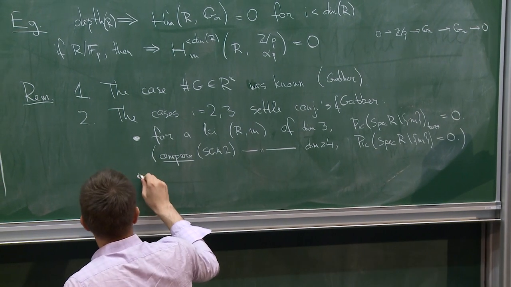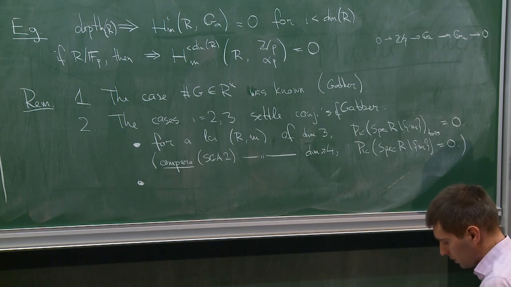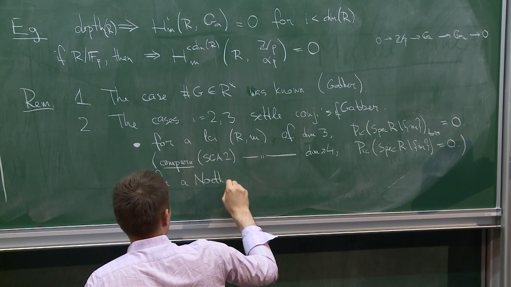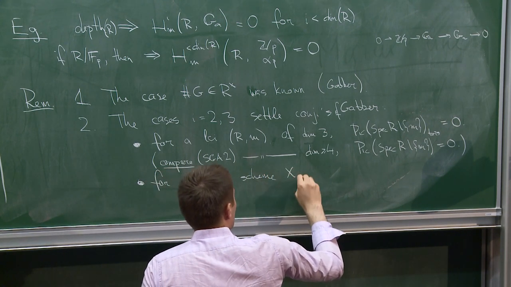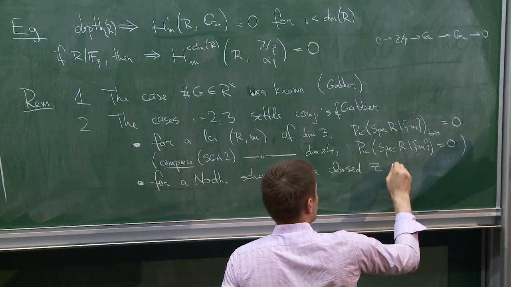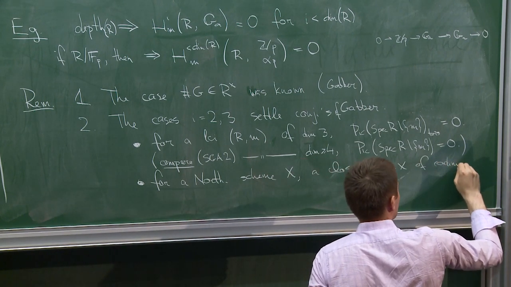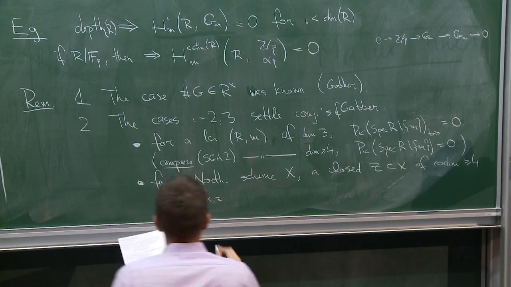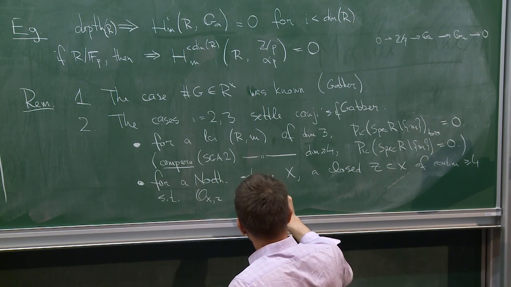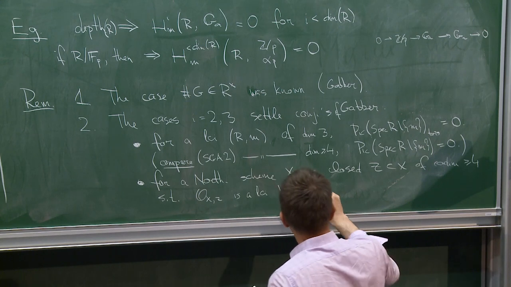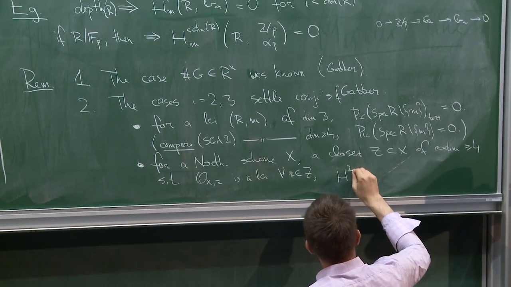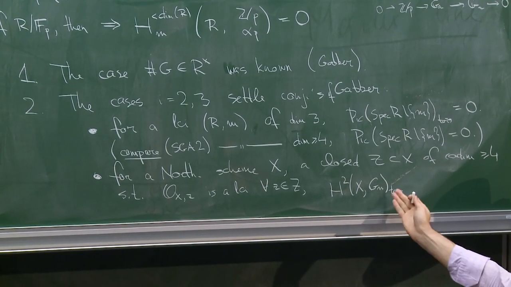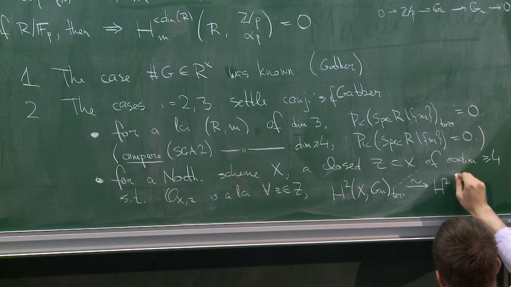But there's a refinement in dimension 3 that shows there's no torsion. The second point conjectured by Gabber, in a similar vein, is purity for the Brauer group in the case of complete intersection singularities. More precisely, suppose we have a Noetherian scheme X and a closed subscheme Z of X of codimension at least 4, such that the local ring of X at any point of Z is a local complete intersection. Then the cohomological Brauer group of X, namely the étale cohomology group with coefficients in Gm, the multiplicative group, and torsion coefficients, is insensitive to removing this closed subscheme Z.